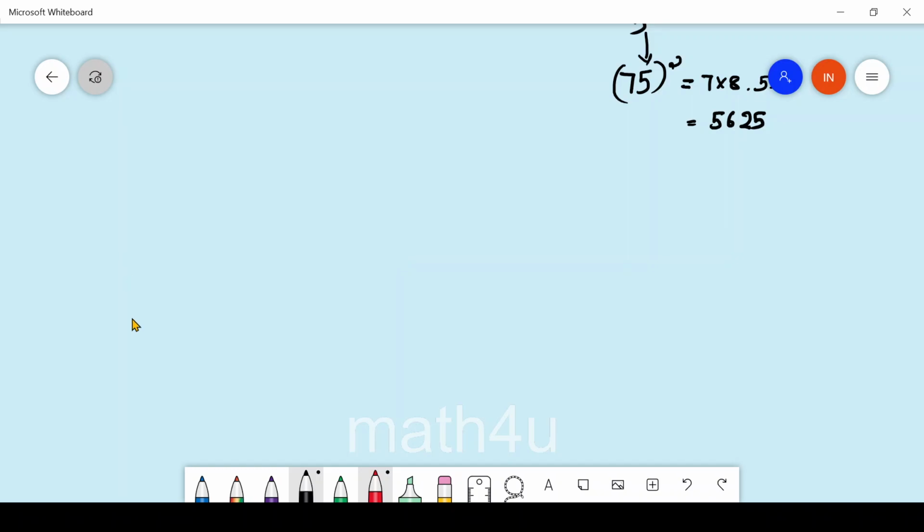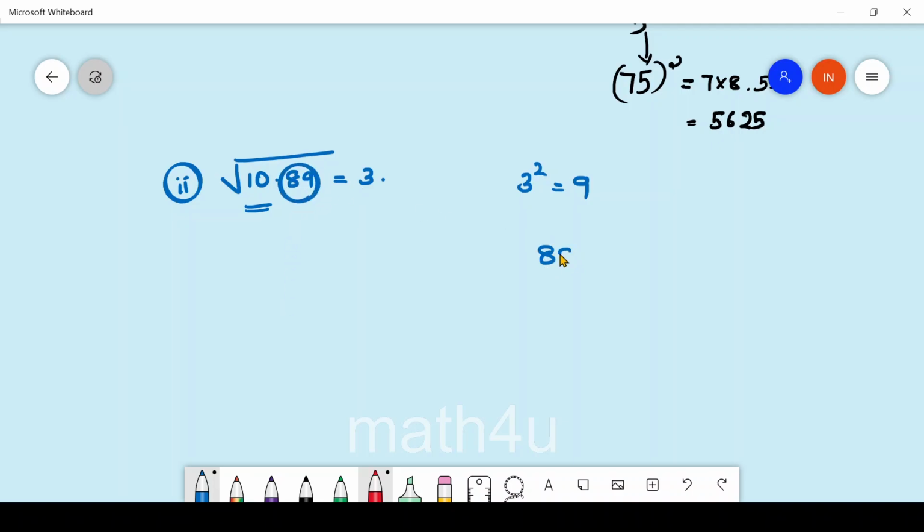So let's do another one. For the second one, I'm going to find the root of 10.89. What is the first step? Yes, we have to check for the perfect square which is close to 10, that is 9. That means 3 squared is equal to 9. So the first digit we got is 3, and then the decimal point. Now we are going to take this 89, right? In 89, the last digit is 9.